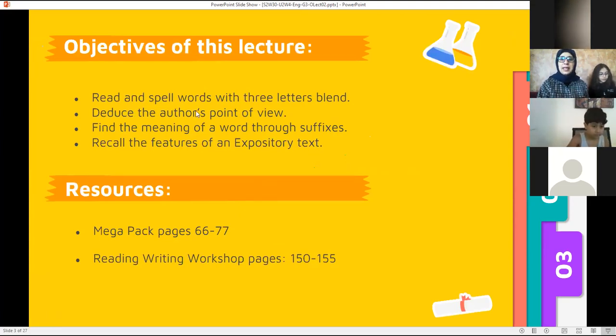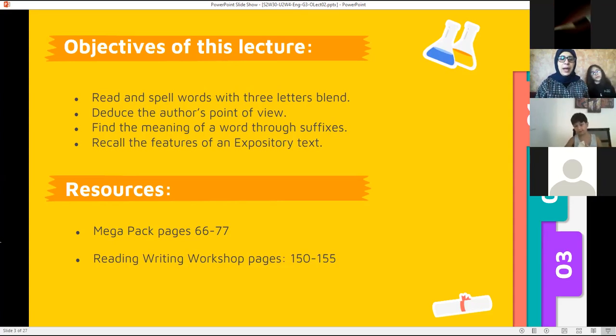We have to read and spell words with the three letters blend. What is the author's point of view? This is not new, we did this before. Find the meaning of a word through suffixes. We learned about the prefixes. Now we're going to learn about suffixes. Recall the features of an expository text. This is also not new, you've done this before.